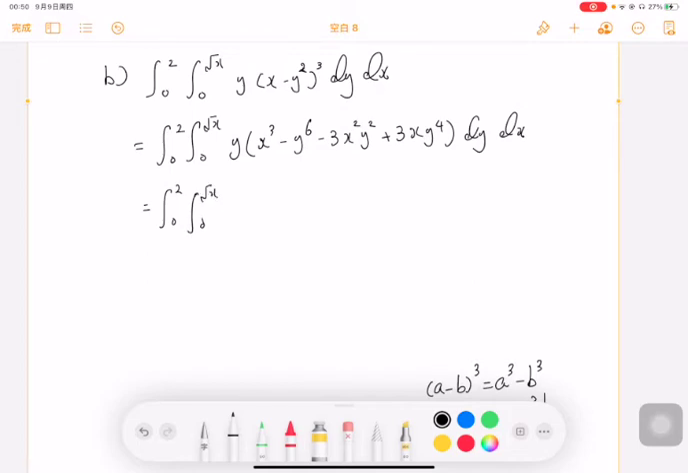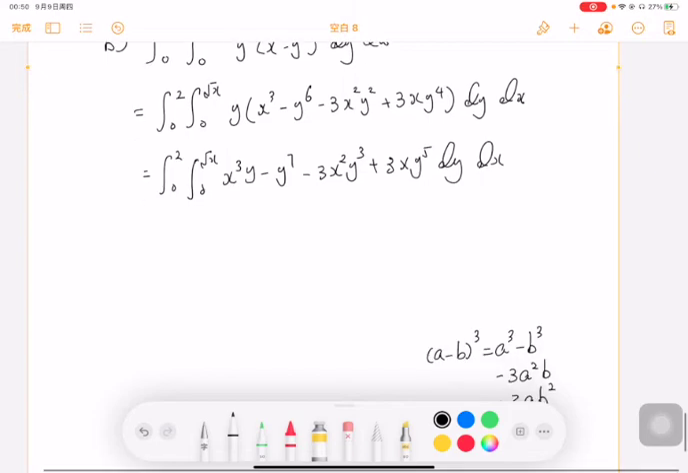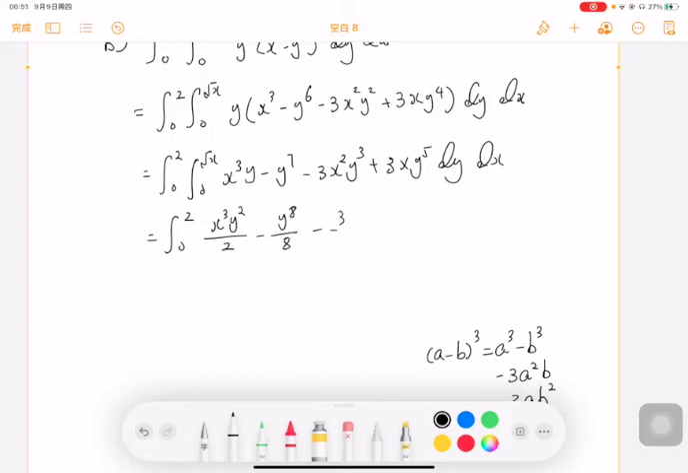Distributing the multiplication, we get x cubed y minus 3 times x squared y cubed plus 3 times x y to the 5th minus y to the 7th, dy dx. Integrate this, and you get x cubed y squared divided by 2, minus 3 over 4 times x squared y to the 4th, plus 3 over 6 times x y to the 6th, minus y to the 8th divided by 8, evaluated from 0 to square root of x.